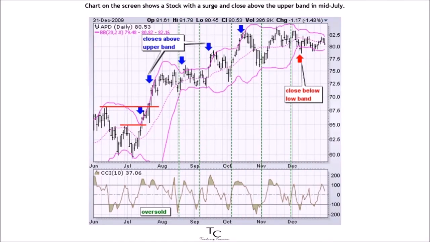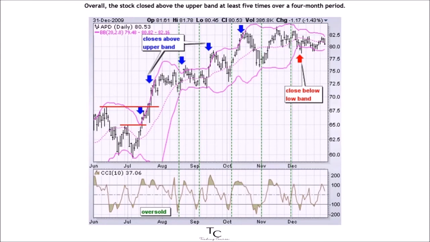Chart on the screen shows a stock with a surge and close above the upper band in mid-July. First, notice that this is a strong surge that broke above 2 resistance levels. A strong upward thrust is a sign of strength, not weakness. Trading turned flat in August and the 20-day SMA moved sideways. The Bollinger Bands narrowed, but the stock did not close below the lower band. Prices and the 20-day SMA turned up in September.